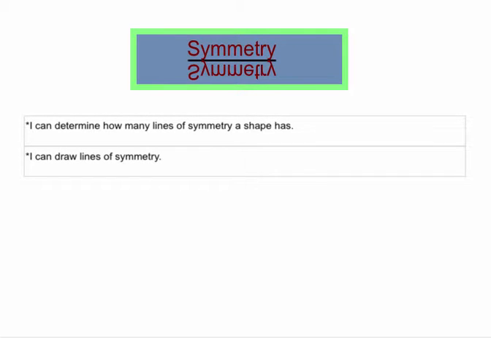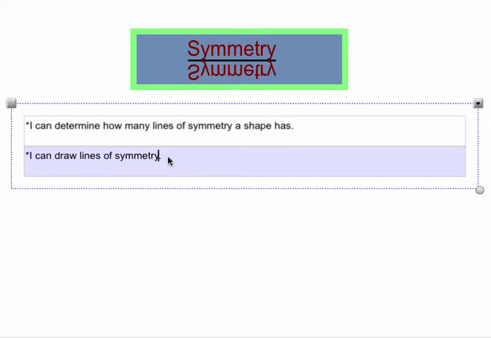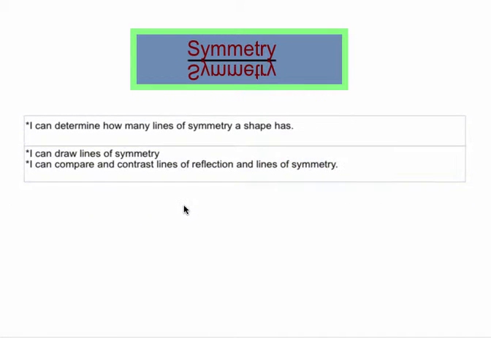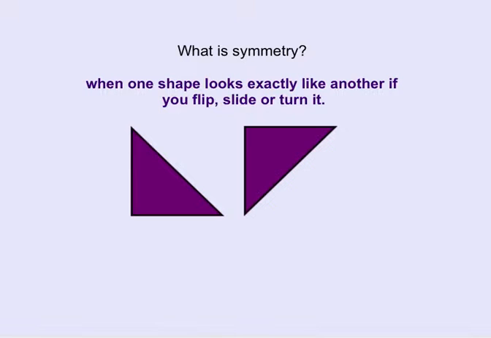Here's your learning objectives. I can determine how many lines of symmetry a shape has. I can draw lines of symmetry. And the other thing we're going to do today is I can compare and contrast lines of reflection and lines of symmetry. Let's go ahead and get started.